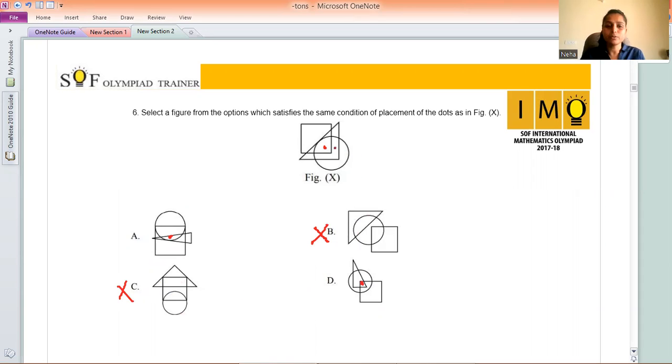Now, for the second dot, this dot is in the common portion of circle and triangle and in the exterior side of square. So let me check for only option number A and option number D. In option number A, I think this is your circle and this is your triangle. But there is no common part for circle and triangle which is in the exterior side of square. So this option is crossed and option number D is your correct answer because I can place the dot here. So option number D is your correct answer, guys.